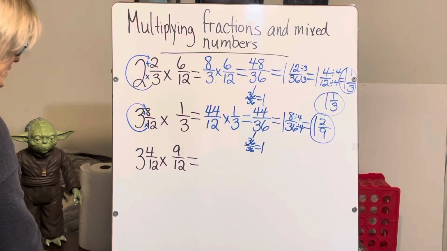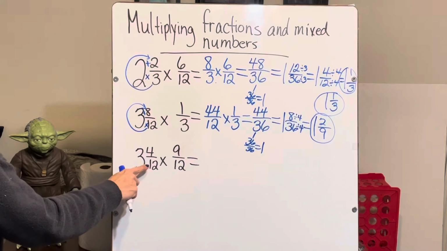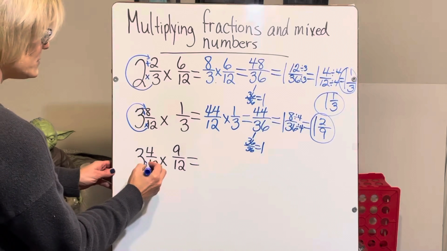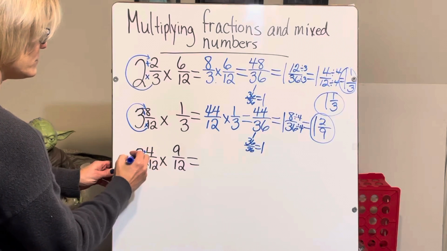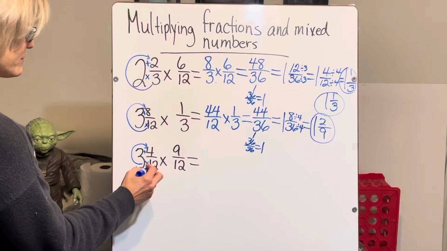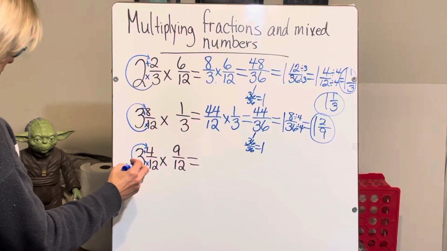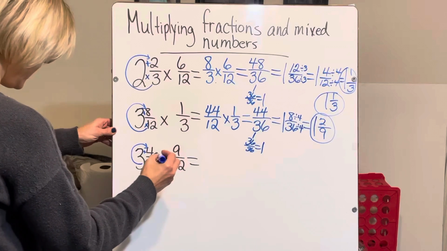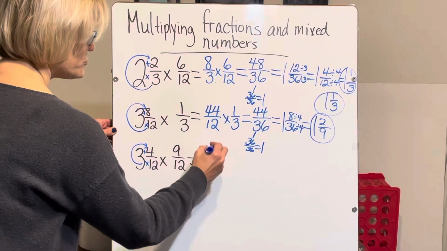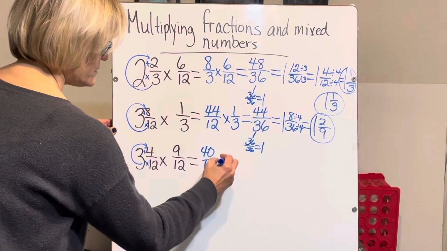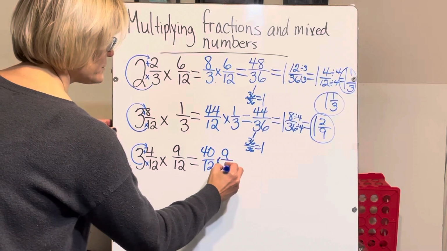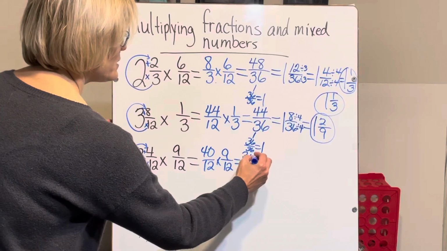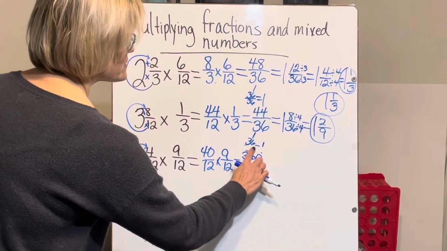All right, so now I have 3 4/12 times 9/12. Well, again, I'm going to do the multiply and add. I'm going to go around this way. I've got 12 times 3, which is 36. 36 plus 4, which is 40/12, times 9/12, which gives me 360. I'm going to erase this because this is in my way.